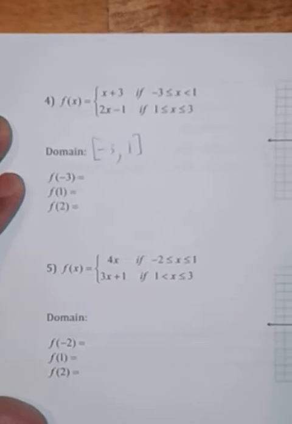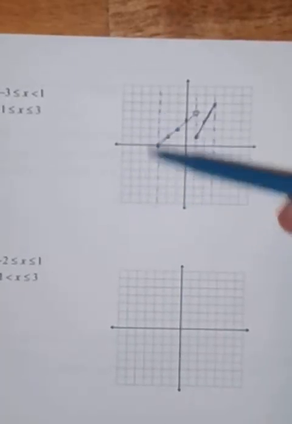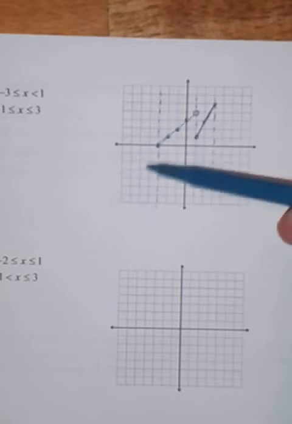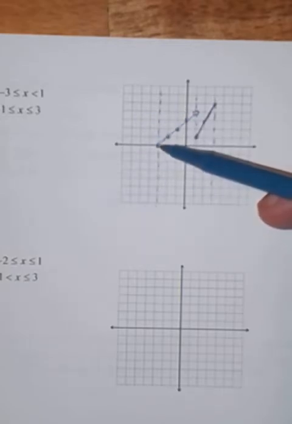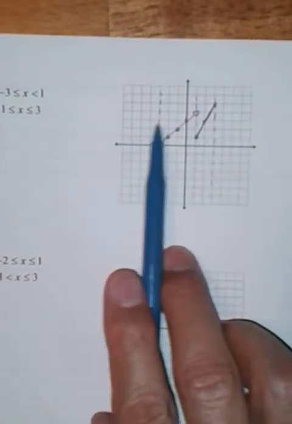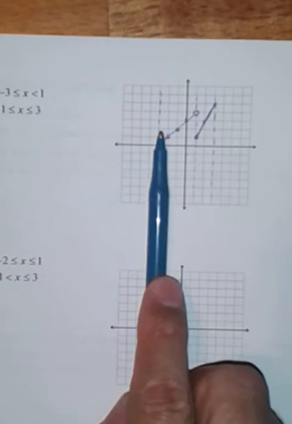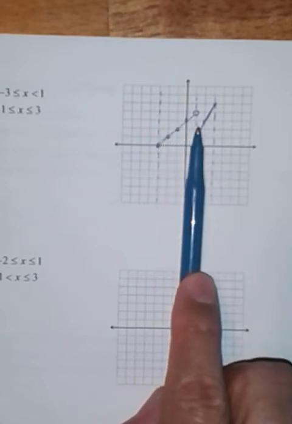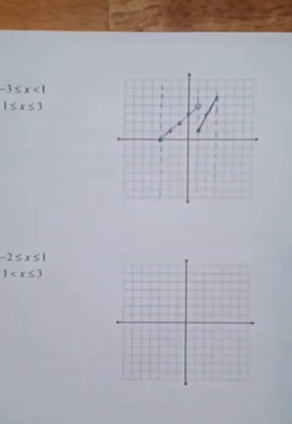Okay, and I can also get that from the graph. Notice there's no graph over here. We say that it's undefined there, but then it starts being defined at x equals negative 3, right? And if I scan along the x-axis, there's points all the way up to positive 3.